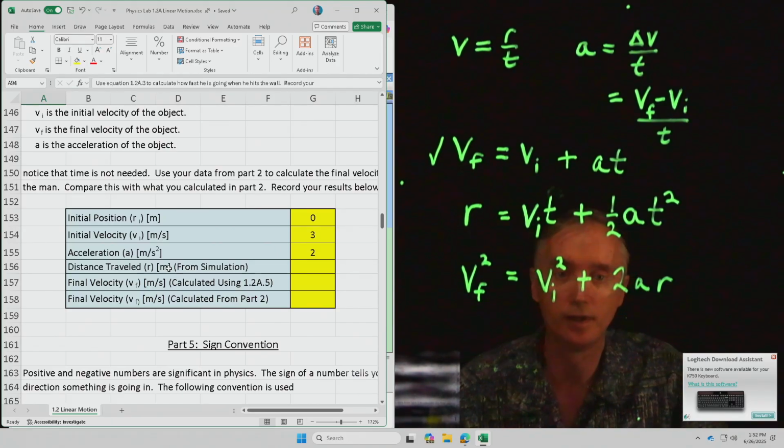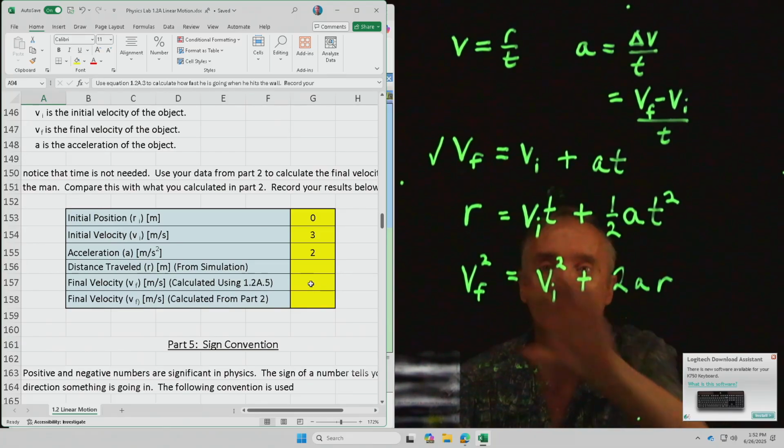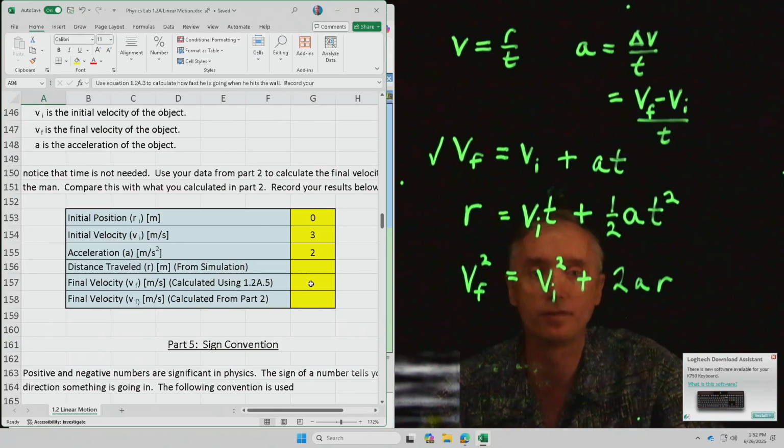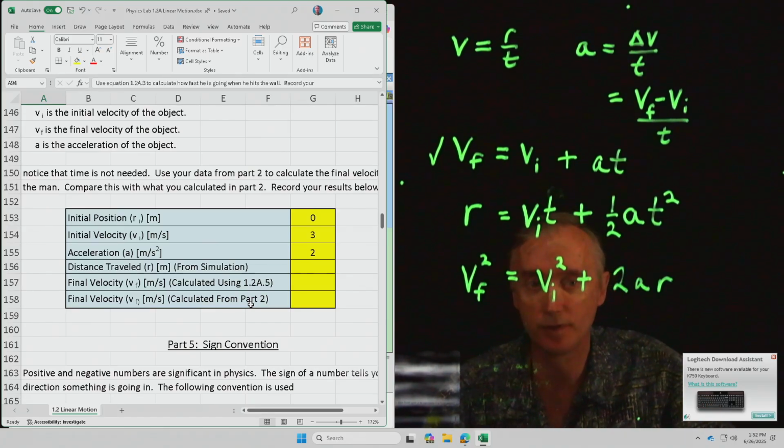And then you're going to compare that number that you get from this formula to the final velocity that you calculated from part 2. And hopefully those two numbers will be the same. Now they're going to be off by a little bit, but that's a measurement thing, and a significant figure thing. But the two numbers ought to be fairly equal to each other when you do it.